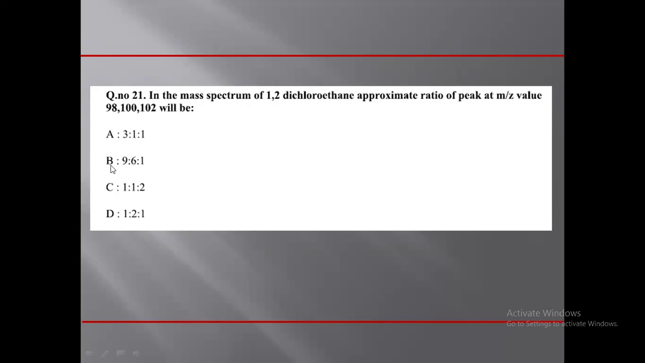So what is the formula? Here I am talking about A is equal to 3, B is equal to 1. This you have to put in A square plus 2AB plus B square. So we can get 9 to 6 to 1.